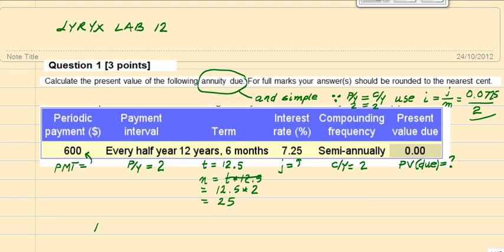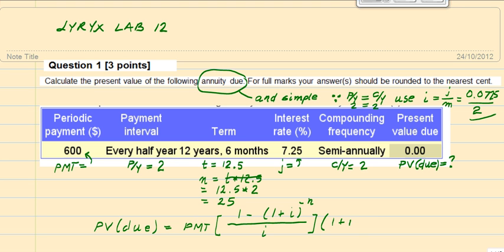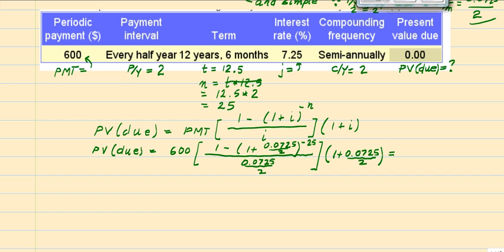And at this stage we'll write the formula, copied from your formula booklet, that present value due is equal to payment times 1 minus 1 plus I, not I sub 2, just I, because I is equal to J over M, simple, to the power of minus N, over I, and then times 1 plus I. We have everything known in here, so the only thing we need to do is substitute, and at this stage we can use the calculator to evaluate that.